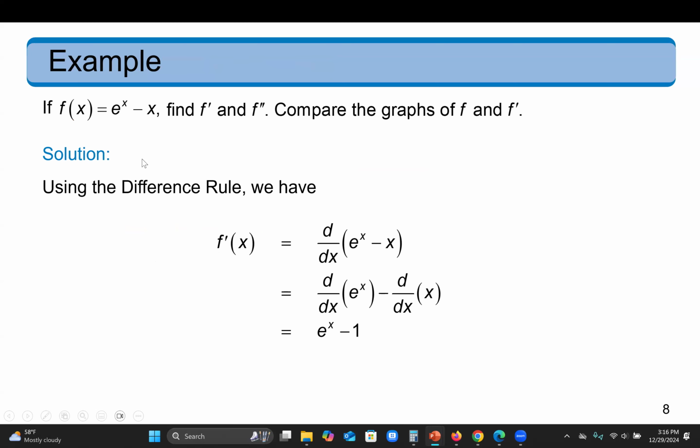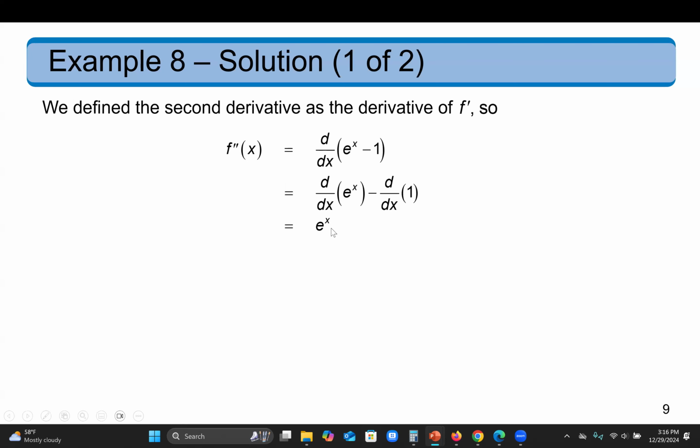And we can see another example here. If f at x equals e to the power x minus x, we should find the first derivative. So the first derivative here will give us e to the power x minus 1, because the derivative of e to the power x is e to the power x, and the derivative of x is 1. Now, to find the second derivative, the answer will be e to the power x minus 0, which gives us e to the power x.